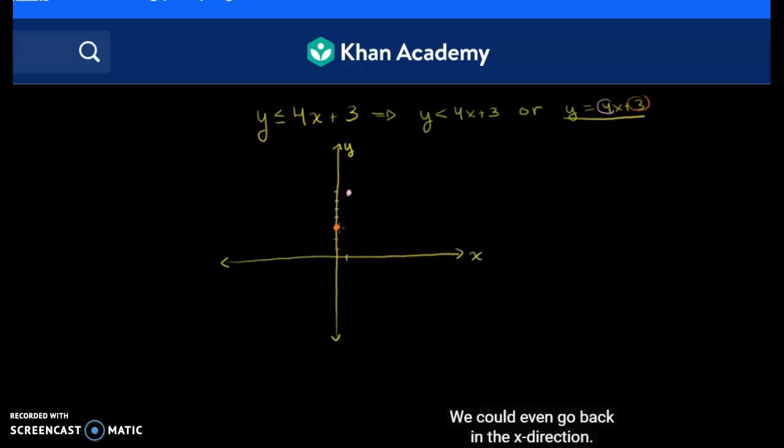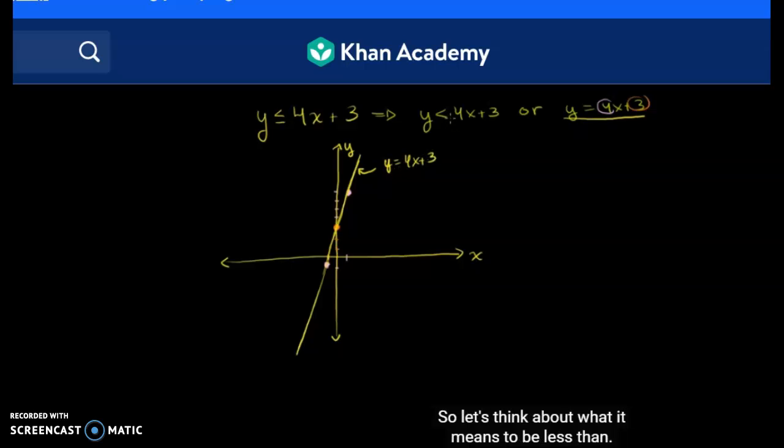And that's enough to draw a line, but we could even go back in the x direction. If we go 1 back in the x direction, we're going to go down 4. 1, 2, 3, 4. So that's also going to be a point on the line. So my best attempt at drawing this line is going to look something like that. That is a line. It should be straight. I think you get the idea. That right there is the graph of y is equal to 4x plus 3.